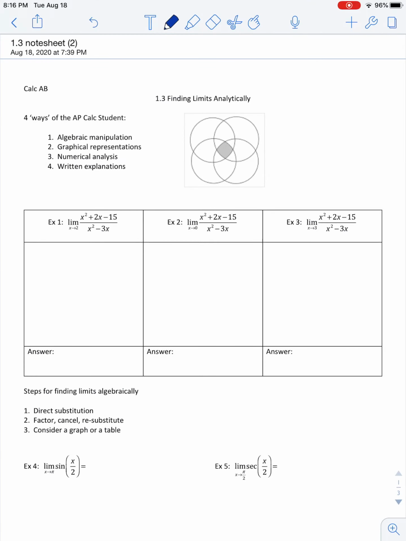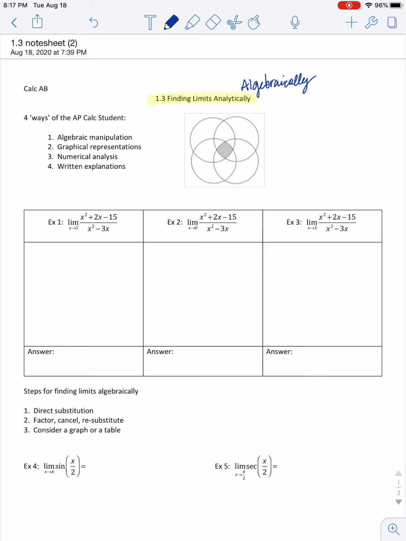All right, we're starting the next section today for our unit. So you can see here, title is 1.3. We're going to be finding limits analytically, right? Analytically is just another word for algebraically. So you can assume that that is what that means.